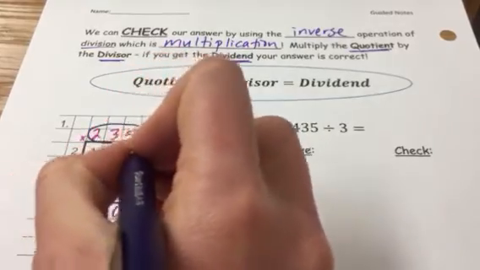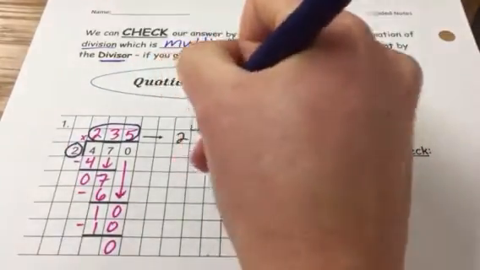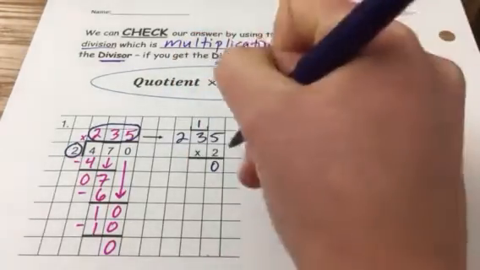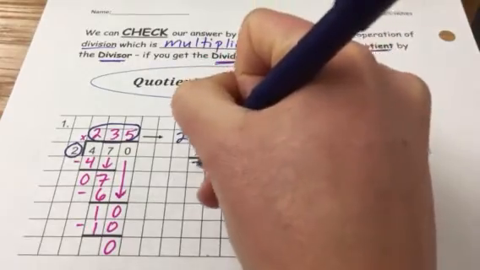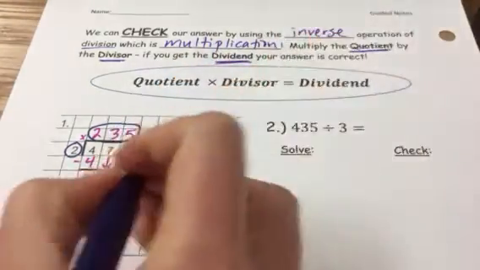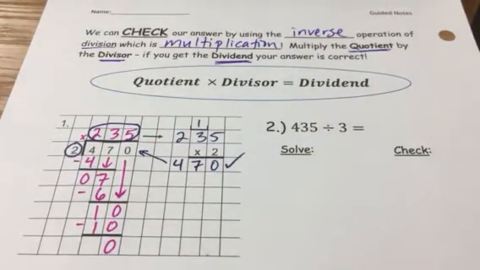So let's check our work. What we're going to do is take our answer and multiply it by the divisor. So 235 times 2. I'm going to regroup. 2 times 3 is 6, plus 1 is 7. 2 times 2 is 4. And that's exactly what I started out with, so I know I'm correct.